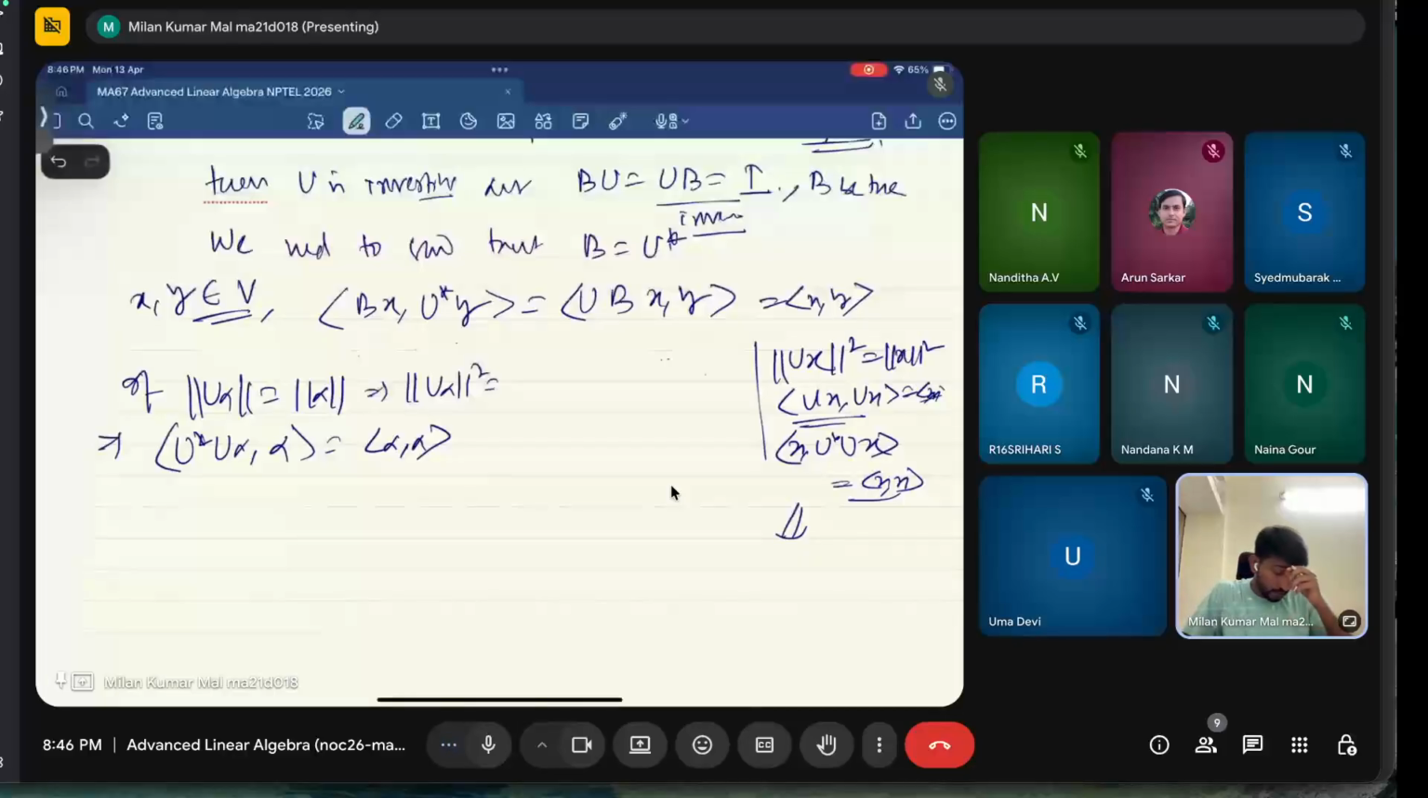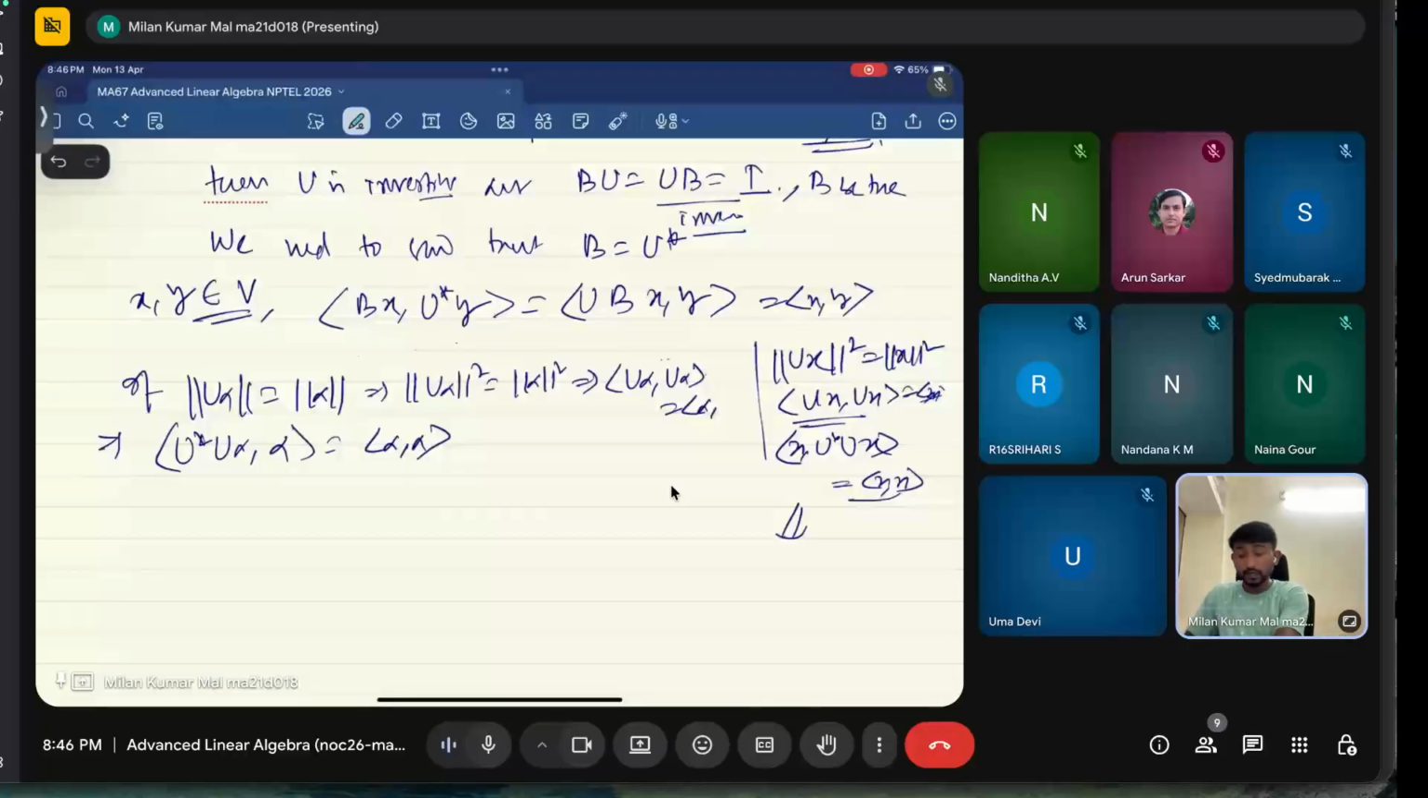But here polarization is there, and from here we can use polarization, that the inner product of u alpha, u beta is actually equal to the inner product of alpha, beta.